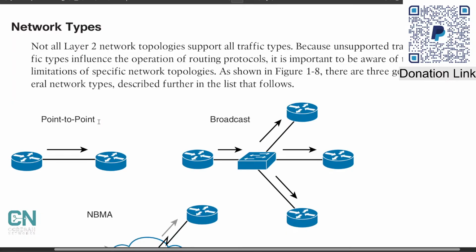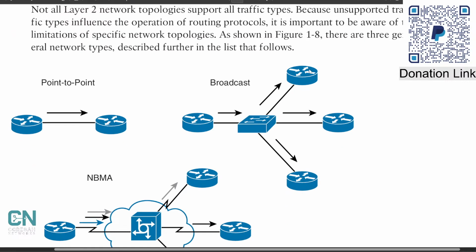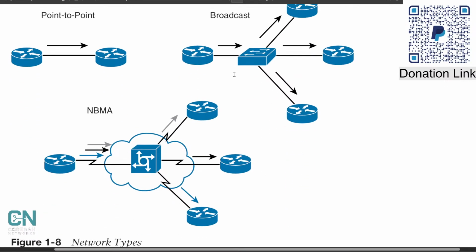Network types. Not all layer 2 network topologies support all traffic types, because unsupported traffic types influence the operation of routing protocols. It is important to be aware of the limitation of a specific network topology. As shown in figure 1.8, there are 3 generic network types described further in the list that follows.